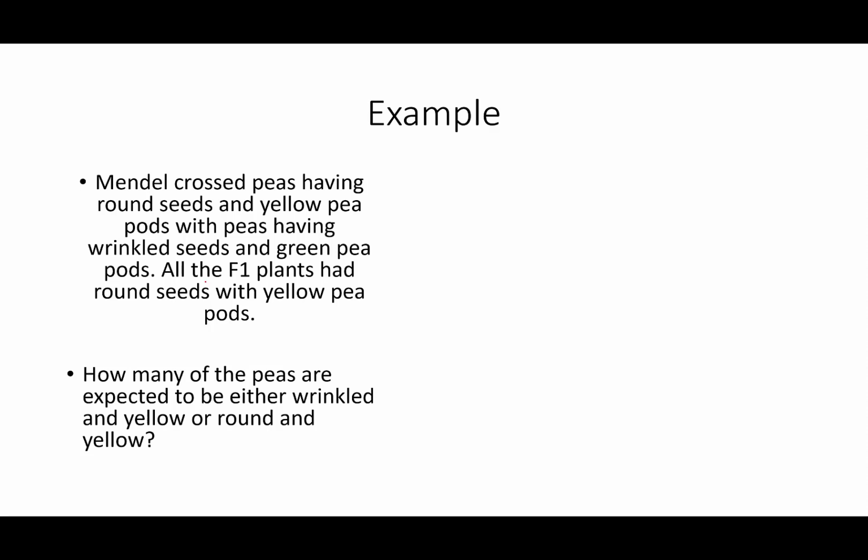First things first, how many traits are we dealing with? If we look here, we have round seeds and yellow pods. And then we have wrinkled seeds and green pods. So what we have is round or wrinkled, and we have yellow or green.